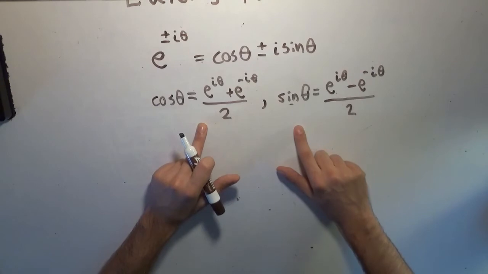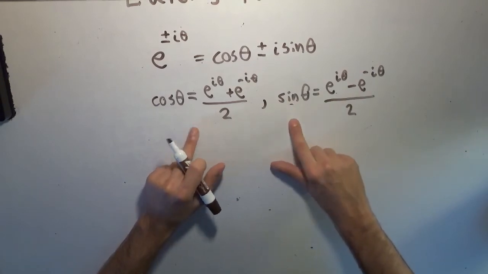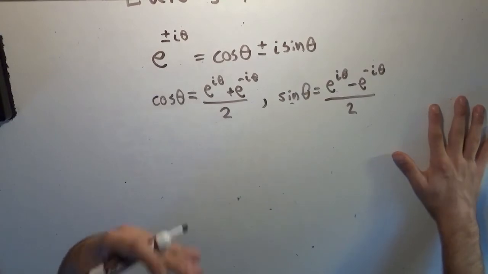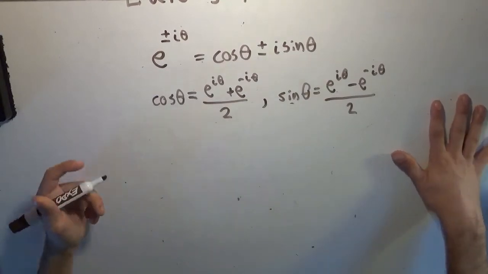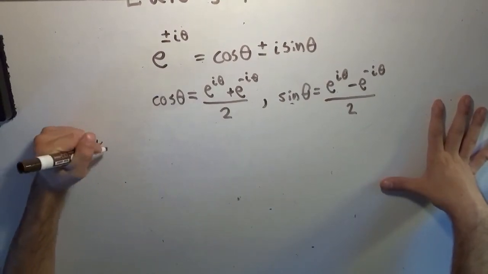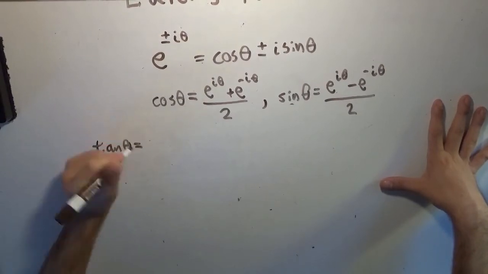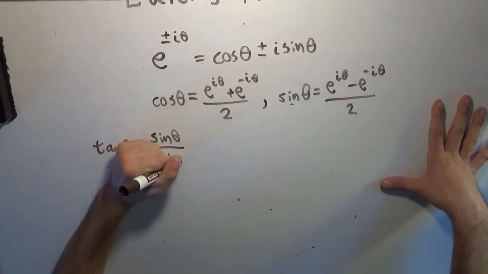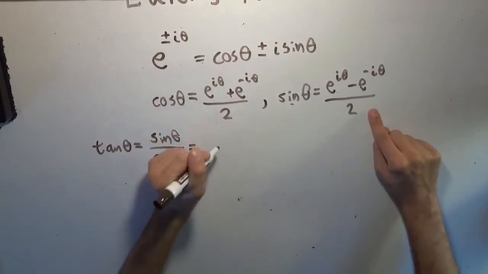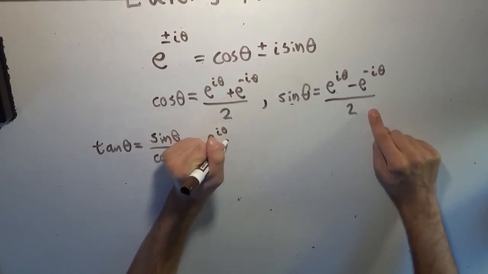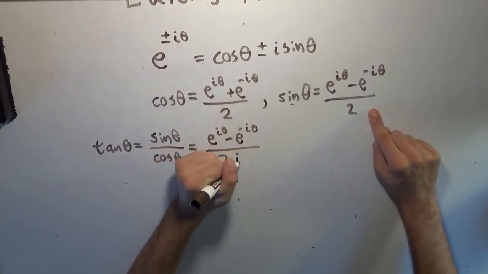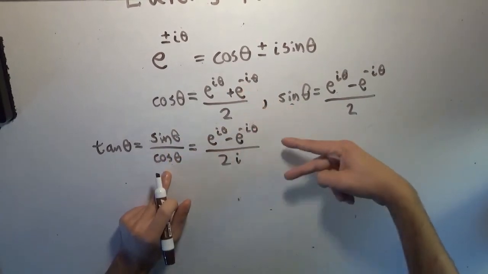right? The tangent function is just sine divided by cosine. So we can take this and divide it by this and get a complex exponential representation for the tangent function that works for all complex numbers. So we know that the tangent of theta is equal to the sine of theta divided by the cosine of theta, which is equal to e to the i theta minus e to the minus i theta over 2i, divided by the cosine, which is the same as multiplying by the reciprocal.